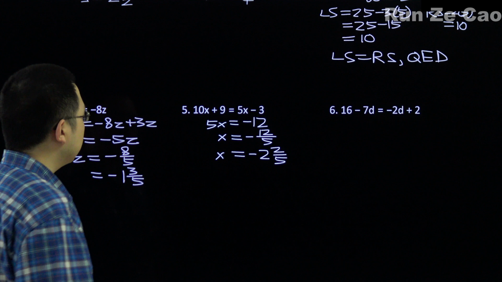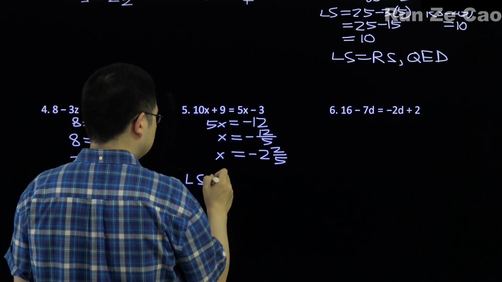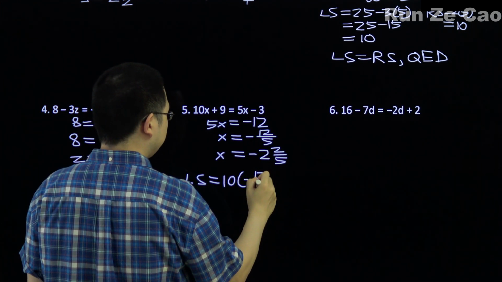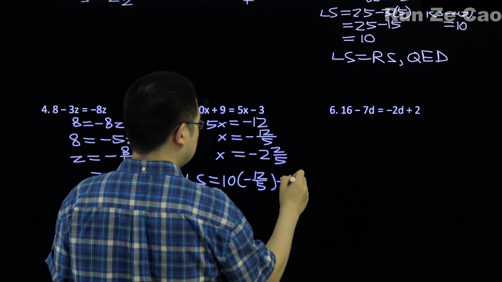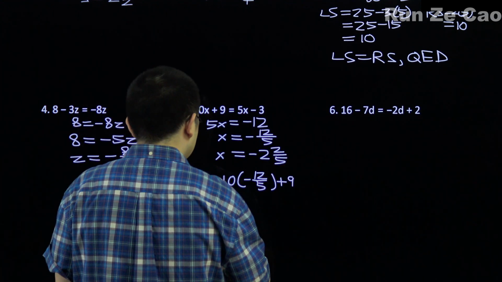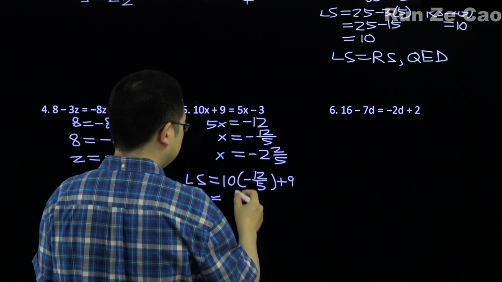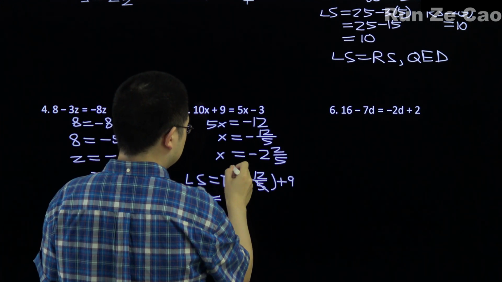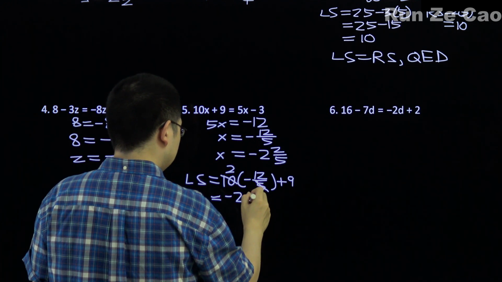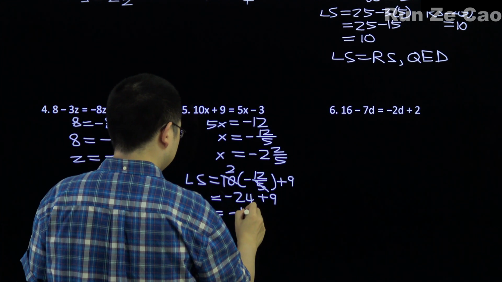Okay then, let's say we substitute in for this one. Let's show it. Left side is equal to 10 times negative 12 over 5 plus 9. In this case, we won't be able to write the right side here. Not enough space. So, that's going to be, well, you can cancel this. This becomes 2. So 2 times negative 12, negative 24, plus 9 gives us negative 15.